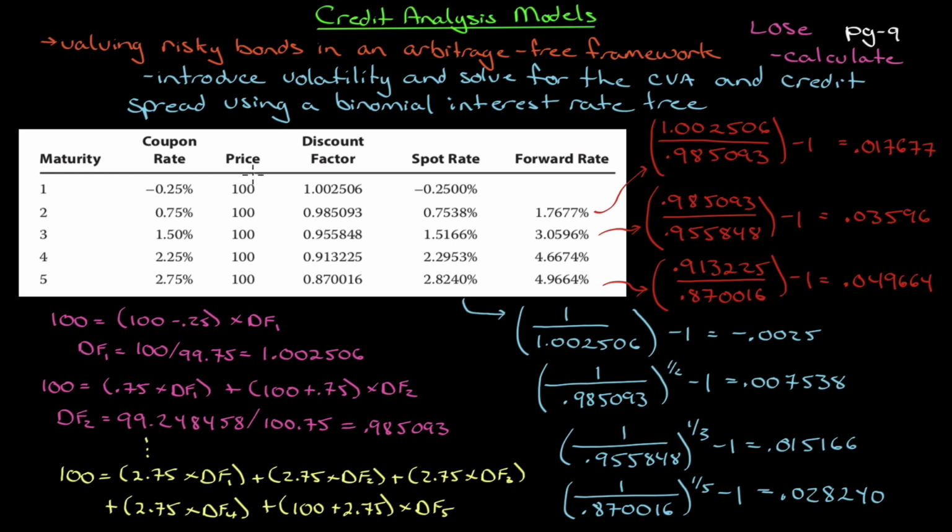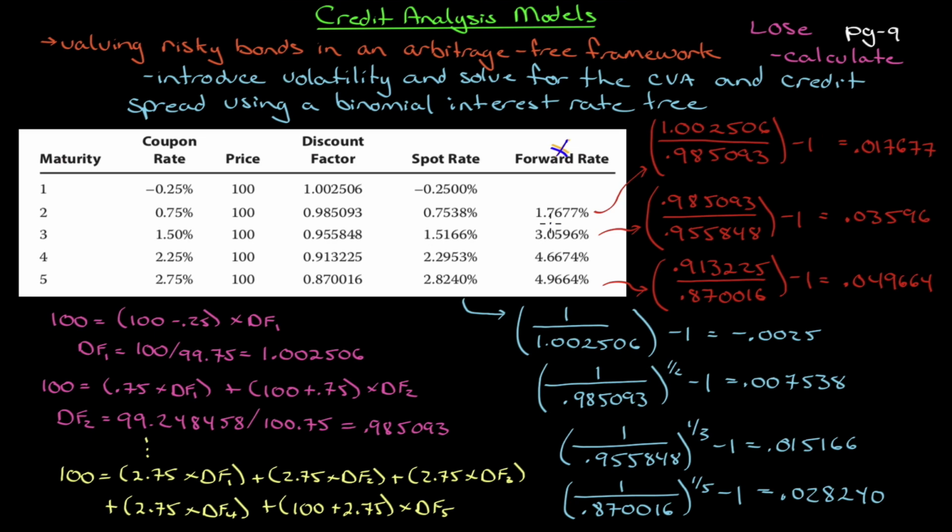So let's say that we observe a bunch of par bonds, and notice the price here is all 100, and these are the coupon rates on the bonds, so these are par rates. If we're going to construct a binomial tree, we need to get all the way over here to the forward rates. So we need to figure out what our spot rates are first, and then from our spot rates we can move to our forward rates.